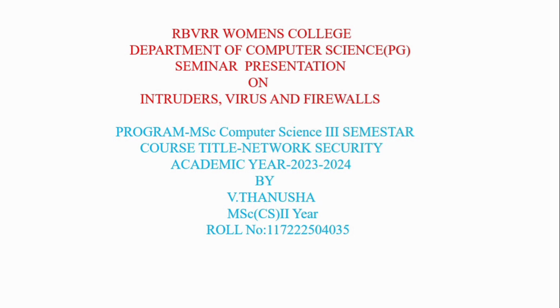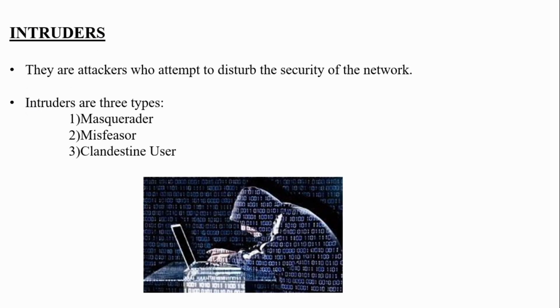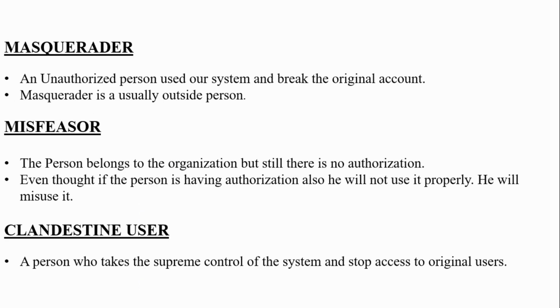Today in this video, I am talking about intruders, viruses, and firewalls. Intruders are the attackers who attempt to disturb the security of the network. We have three types of intruders: masquerader, misfeasor, and clandestine user.